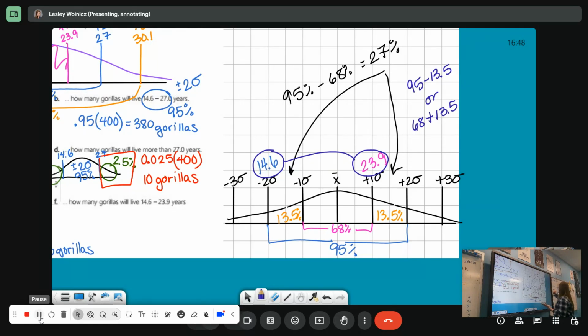And you should get 81.5% of our data between 2 standard deviations below and 1 above. So we still need to know how many that is. I'm going to take 0.815 times my 400 gorillas, and I'm getting 326 gorillas.